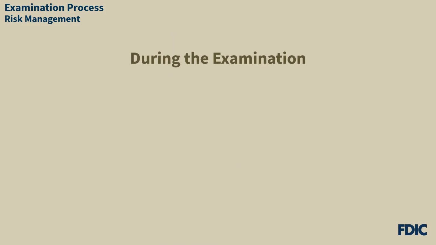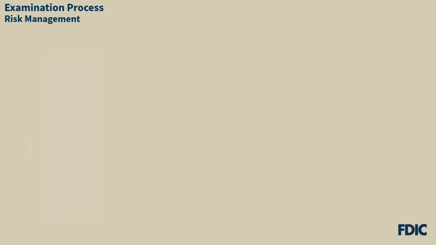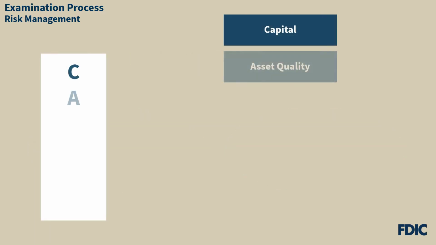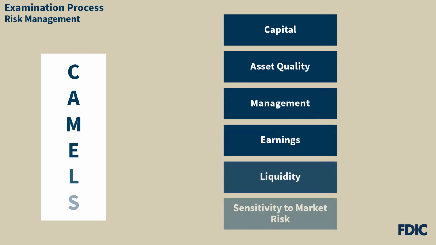Examination activities will take place on-site at the bank as well as at off-site locations such as the local field office. The FDIC wants to complete as much examination activity off-site as possible to reduce the burden of having a full exam team at the bank. Examination activities are centered around key examination components: capital, asset quality, management, earnings, liquidity, and sensitivity to market risk. Collectively, these are known by the acronym CAMELS.